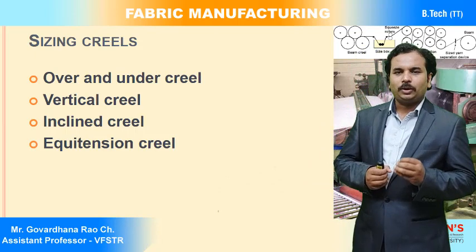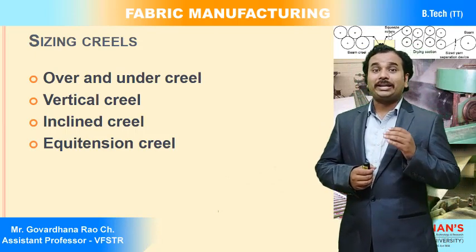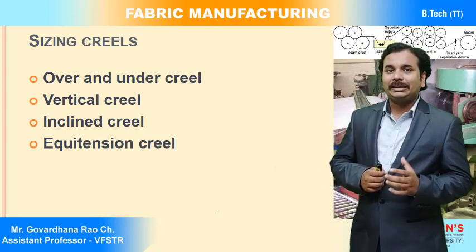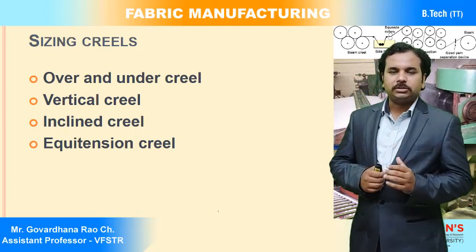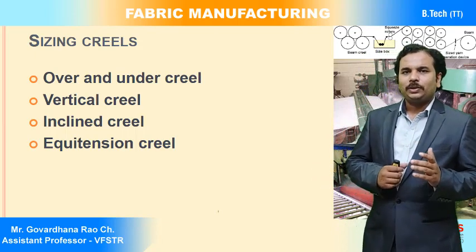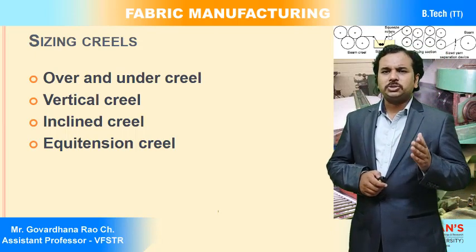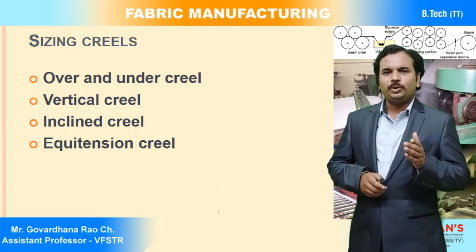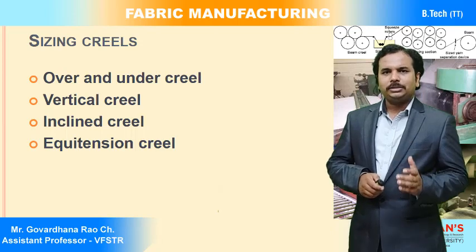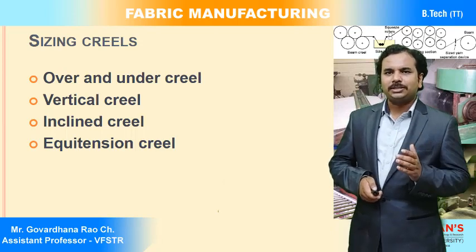So you can observe over and under creel, vertical creels, inclined creels, and equi-tension creels. These are the four categories generally used in the sizing machine. Okay, so let us look at what the individual creel sections consist of and what they look like.